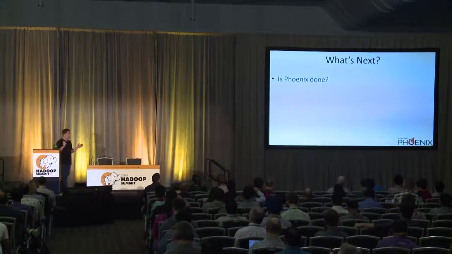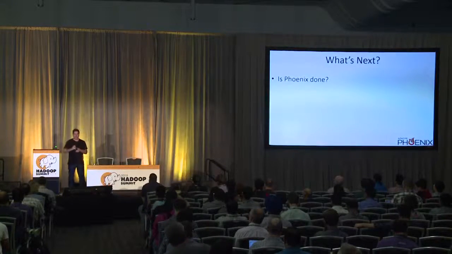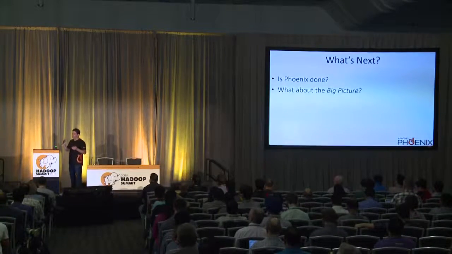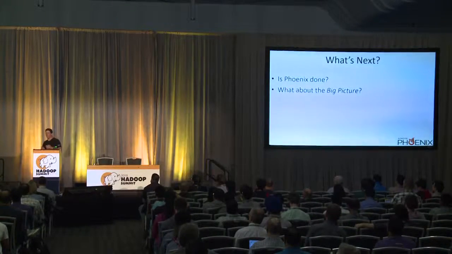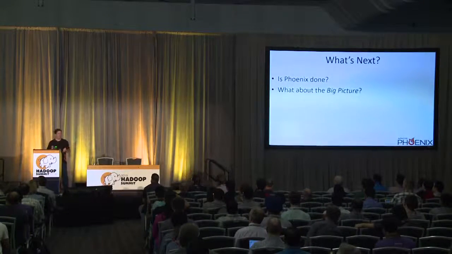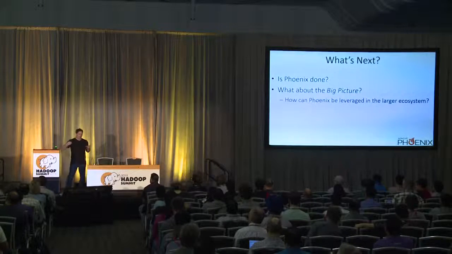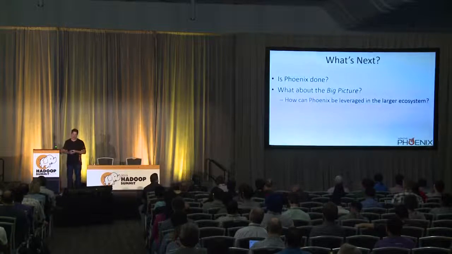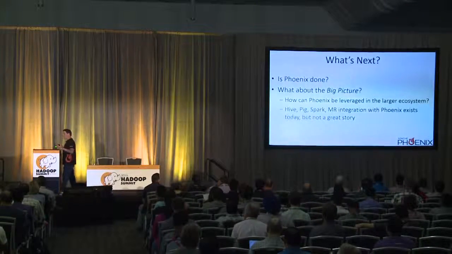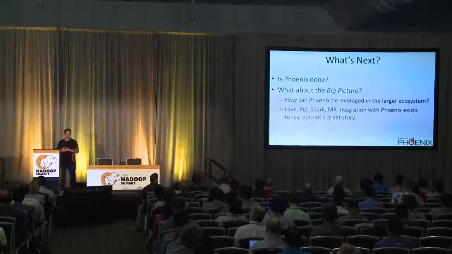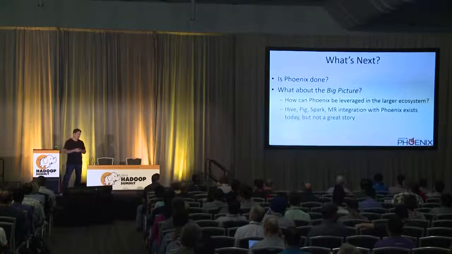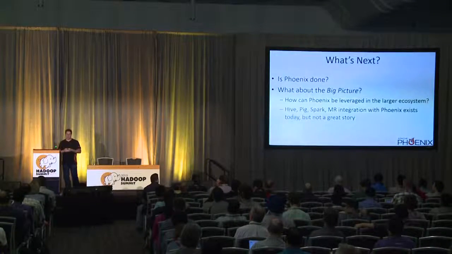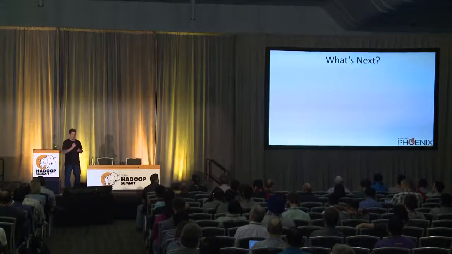OK, so what's next? Is Phoenix done now? We're almost getting close to SQL 92 compliance. We do joins. But there's something missing. What about the big picture? That's why you guys are all here, right? The whole Hadoop ecosystem. How can Phoenix be leveraged when it's more than just HBase that's involved in your data access? Phoenix has pretty good integration with some of these tools. Spark, I mentioned earlier, is a new facility we have. We have Pig and general MapReduce integration already. But it's a good story, but it's not yet great.